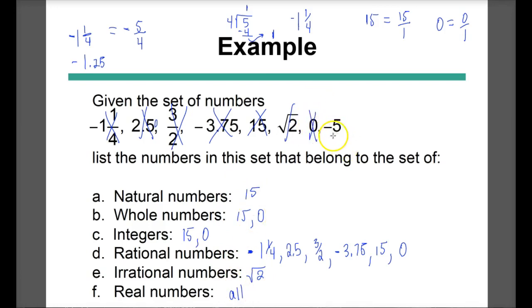And then the last one is negative 5. We know that negative 5, since it's a signed number, it would have to, at the lowest terms, be an integer. And we can also write it as a rational number. But it wouldn't be irrational because, of course, negative 5 is the same as negative 5 divided by 1. And so this is how we can look at a set of numbers and tell what subsets within the real number set it fits in.